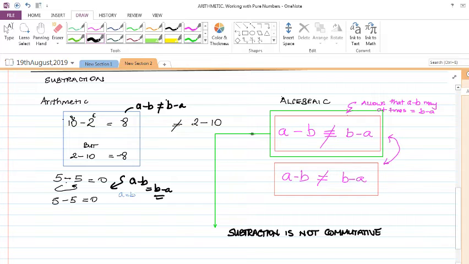To be commutative, a minus b had to always be equal to b minus a. And that's not the case. Okay? This means something different. So I'm going to remove this now. Right. If a minus b is not always equal to b minus a, subtraction is not commutative.